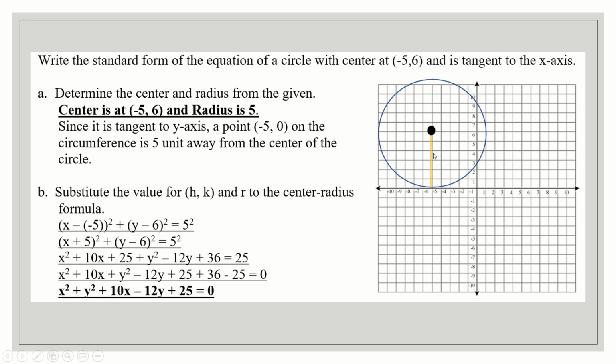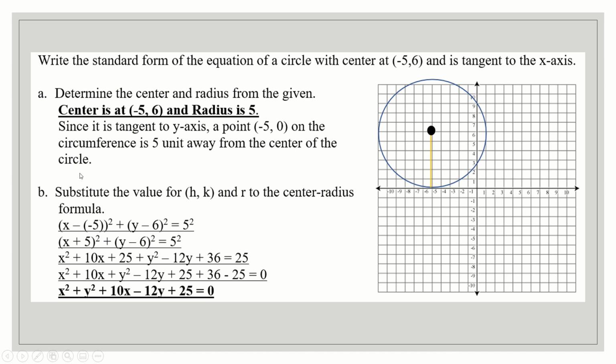So, bibilangin lamang natin yan. Pwede rin naman gamitan siya ng distance formula. Pero kung madali naman siya ma-determine using the given figure, pwede namang bilangin na lamang yung distance ng units by units. Next, since it is tangent to the x-axis, a point negative 5, 0 on the circumference is 5 units away from the center of the circle.